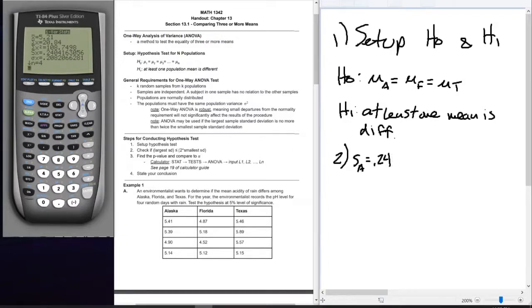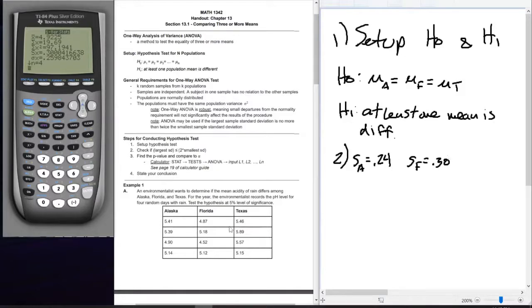We'll also take the standard deviation for Florida. So we're going to do Stat, Calc, 1-Var Stats. This time Florida is in L2. And then we'll calculate. Notice here we have a sample standard deviation for Florida, and that's equal to 0.30.